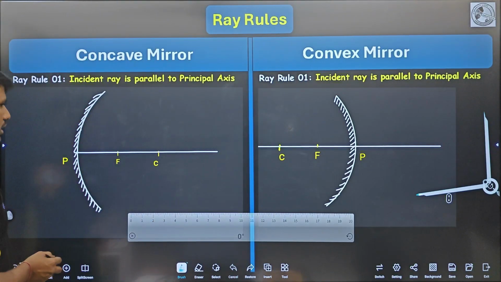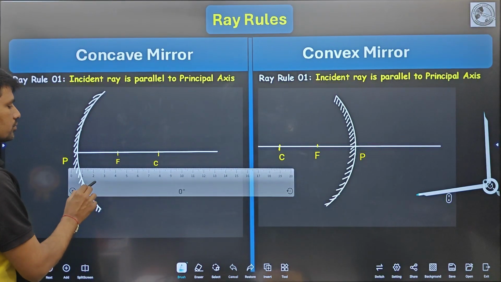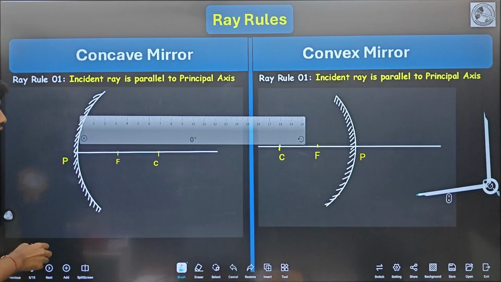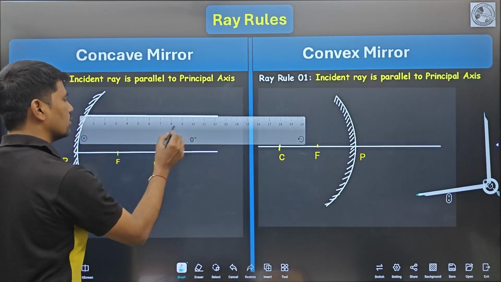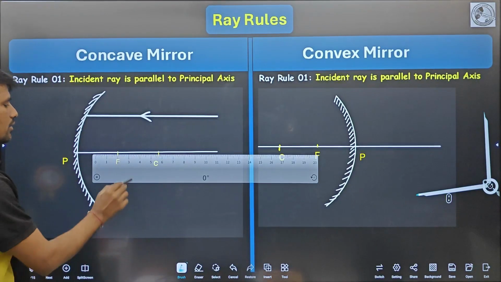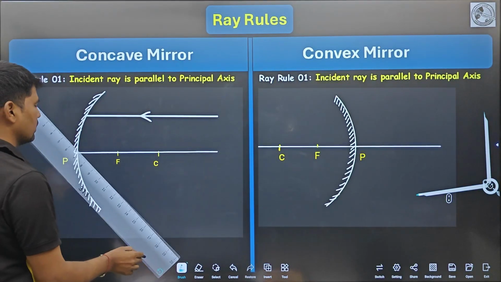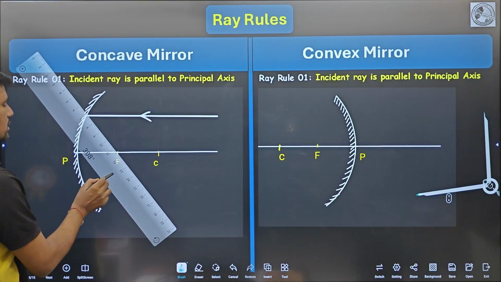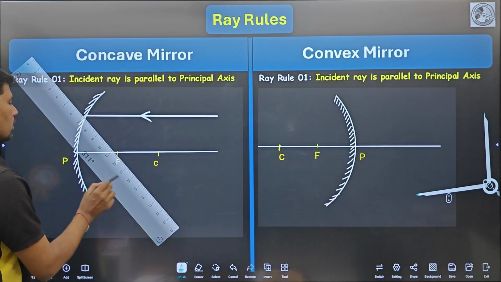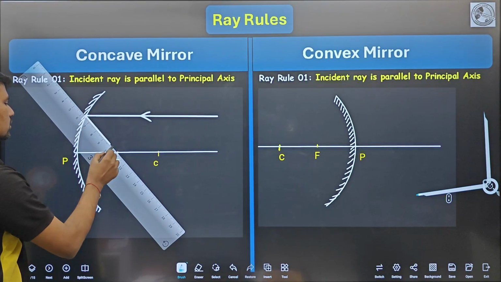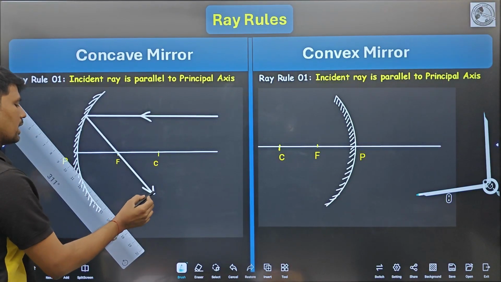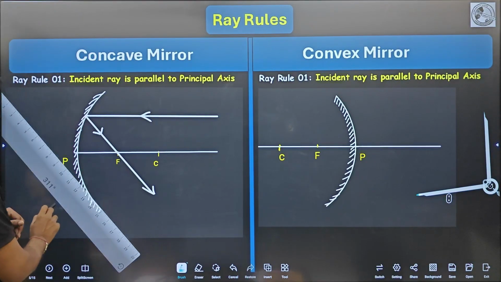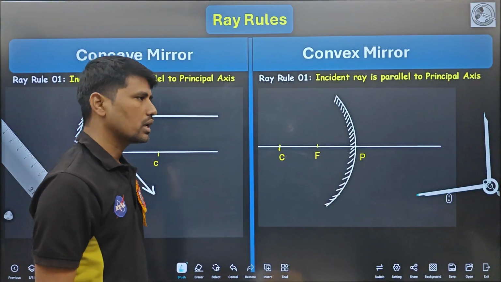Now we will draw the diagrams in a very simple way. The first ray rule: if the incident ray is parallel to the principal axis, then what happens? Just now we discussed it. If the incident ray is passing parallel to the principal axis, after reflection it passes through the focus. Ray direction is very important: incident ray direction, reflected ray direction, right? So this is the first ray rule of the concave mirror.